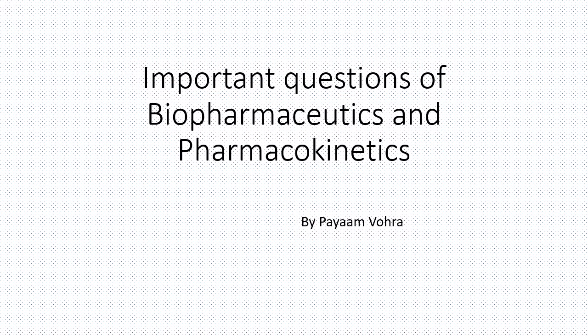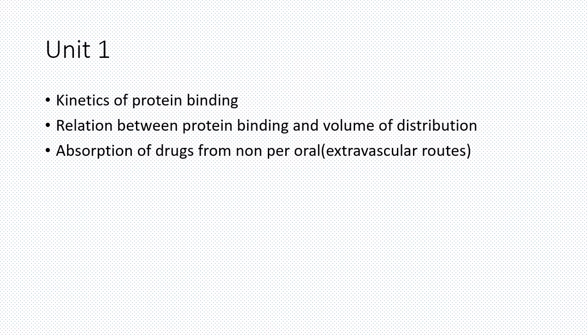So today's topic of the video is about important questions of biopharmaceutics and pharmacokinetics, that is in your B Pharmacy third year 6th semester. From unit number 1 you have to study about the kinetics of protein binding. So you have to know that there are two types of protein binding first of all. One is plasma protein binding, one is tissue protein binding.